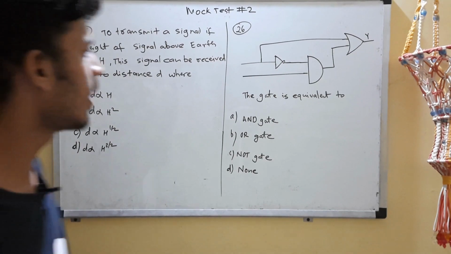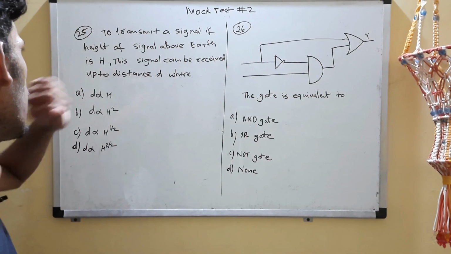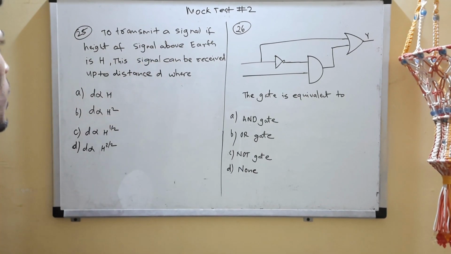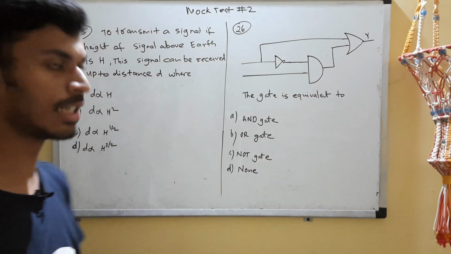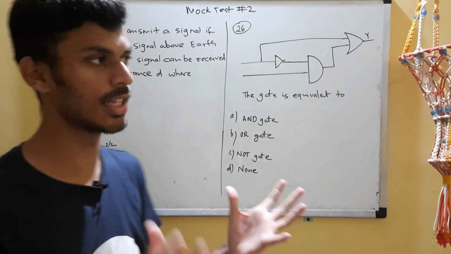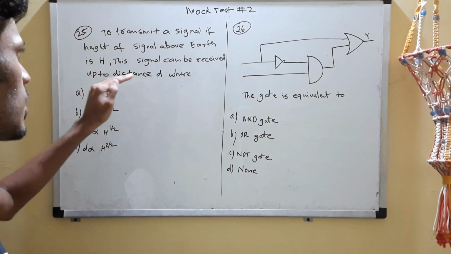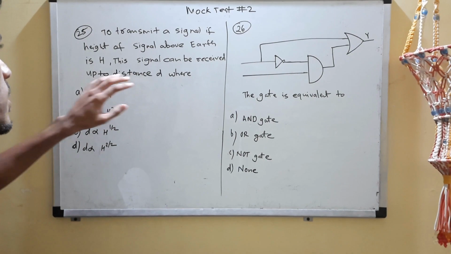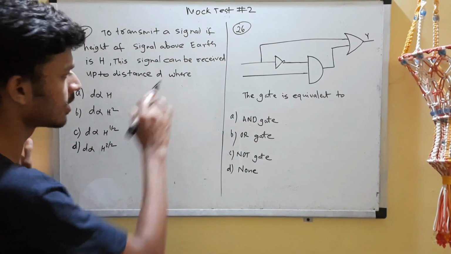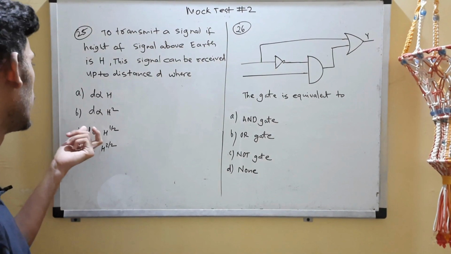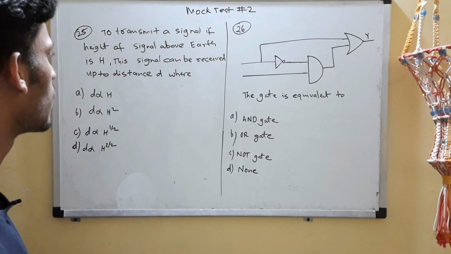So question 25 and 26 over here. In 25 we are transmitting a signal. We are supposed to tell if the height of the signal is h above the earth's surface. So maybe we are releasing the signal from a tower of height h. We are supposed to tell what is the maximum distance d that this signal will travel. This d is proportional to what power of h?